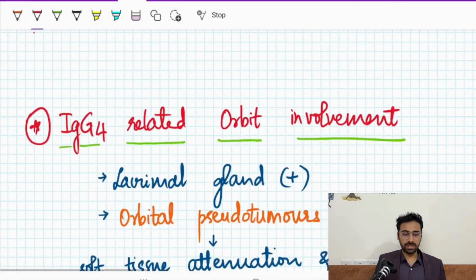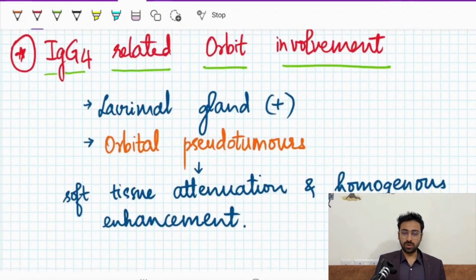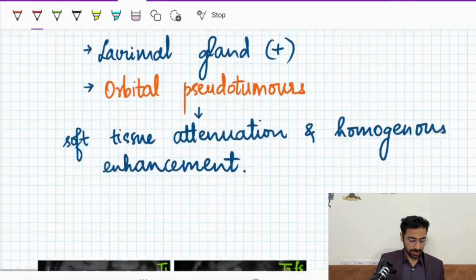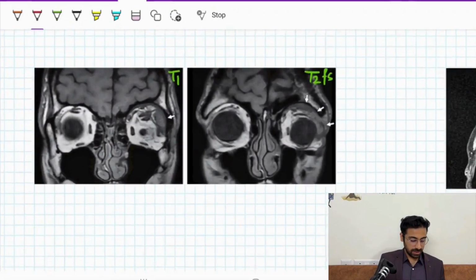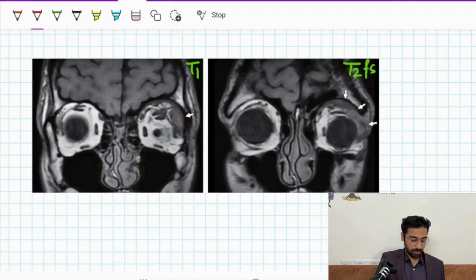Coming next. Next is IgG4 related orbital involvement. It presents as orbital pseudotumor. This pseudotumor is basically a soft tissue mass that shows homogeneous enhancement. It can involve the lacrimal gland, it can involve the extraocular muscles, and it classically spreads along the tract of the optic nerve. Let us see an example. You can see here that there is a T2 hyperintense mass involving the left lacrimal gland, which shows homogeneous appearance.